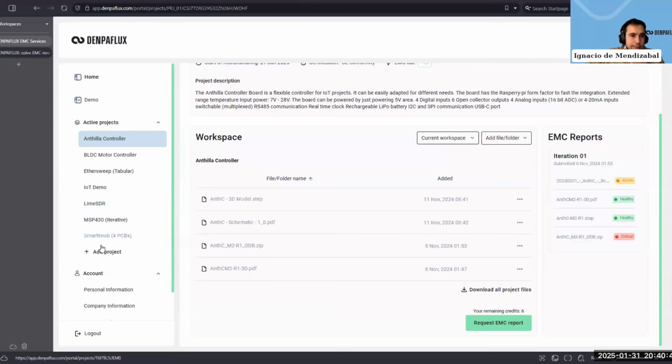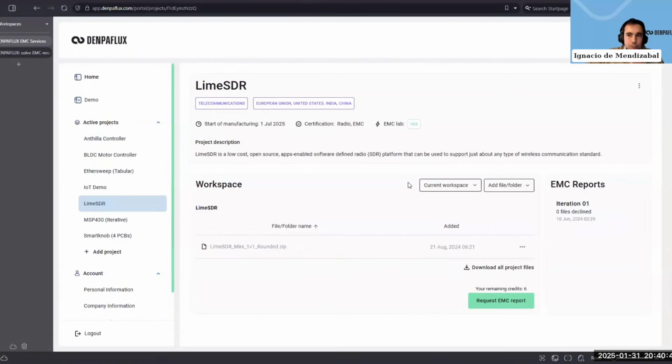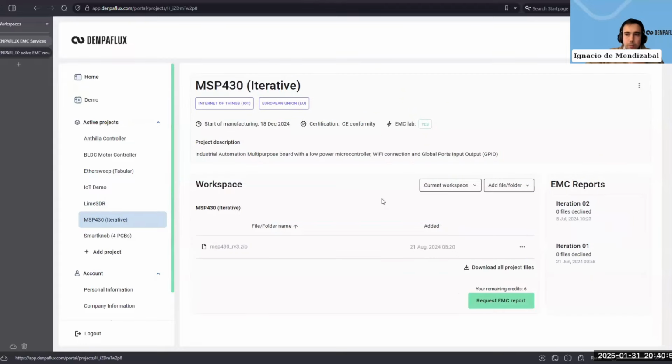So let me show you another project, this one is better. We know that getting EMC right first time is hard. That's why we need to work little by little, because there are changes that take a lot of time to implement. For example, changing the stack up or the zoning of a PCB takes a lot of time. As soon as you detect that there can be a problem, you will have much more capacity and time to make modifications.